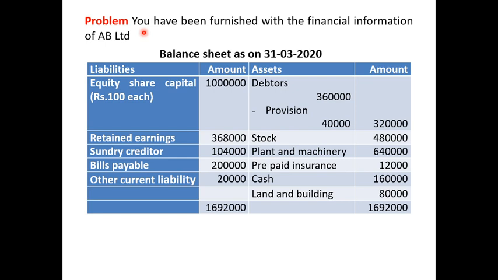Here, the balance sheet is given. This is the problem. You have been furnished with the financial information of AB Limited, and the balance sheet is given as on 31st March 2020. On the liability side, equity share capital, retained earnings, sundry creditors, bills payable and other current liabilities are given. Then on the asset side, debtors is given in the inner column, minus provision, and in the outer column the actual debtors amount is given. Then stock, plant and machinery, prepaid insurance, cash and land and building are given.